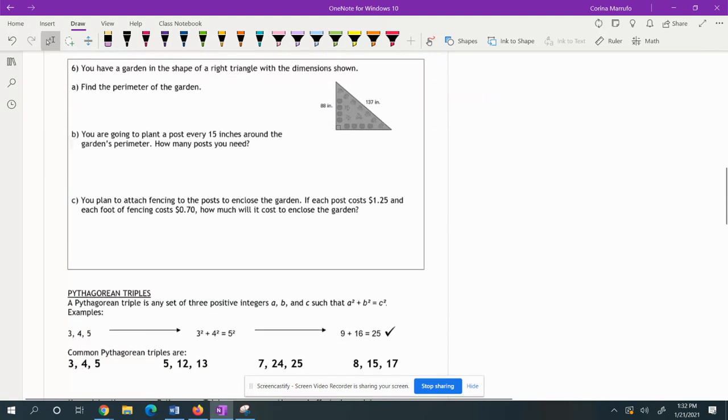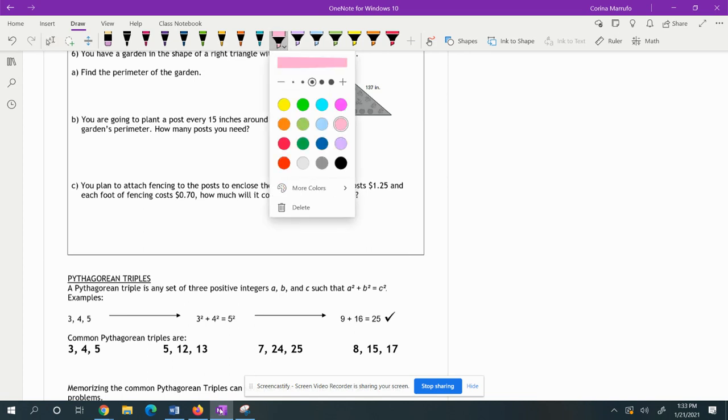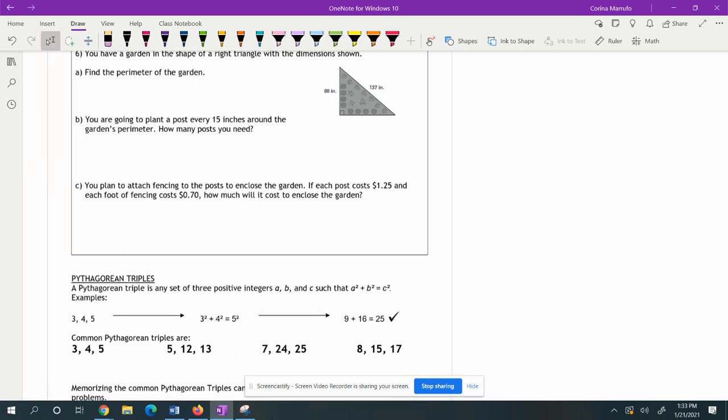All right, the next one. So here it says, you have a garden in the shape of a right triangle with the dimensions shown. Find the perimeter of the garden. Okay, so when they ask you for the perimeter, that means that you are adding up all the sides.